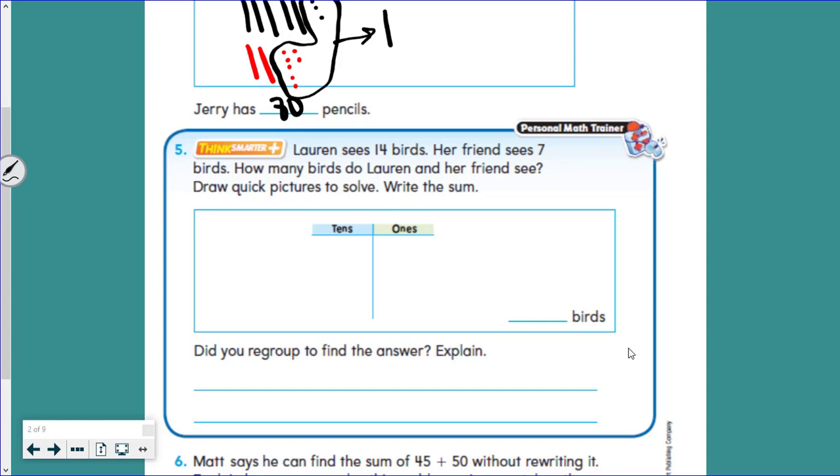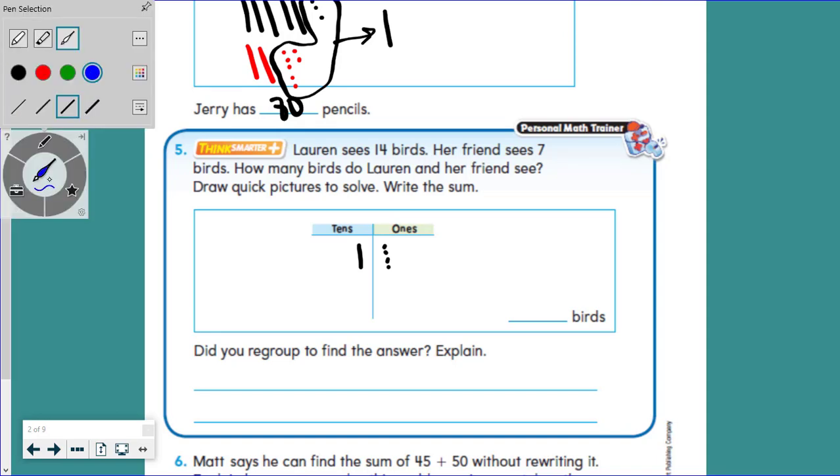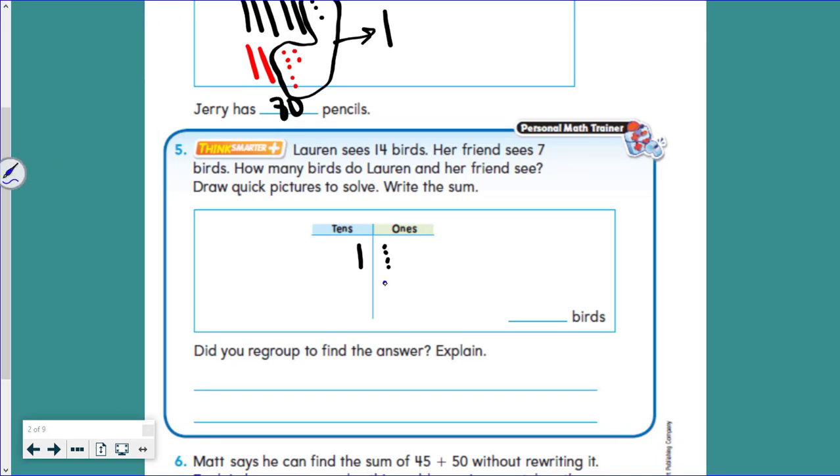All right, so I'm going to use 2 colors again. So Lauren sees 14 birds. So 10 and 4 ones, right? 14. And her friend sees 7 birds. So I'm going to switch colors for the 7 birds. So 1, 2, 3, 4, 5, 6, 7. Okay.